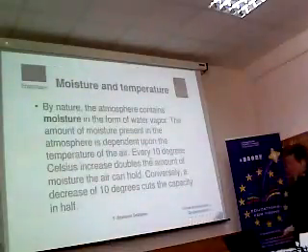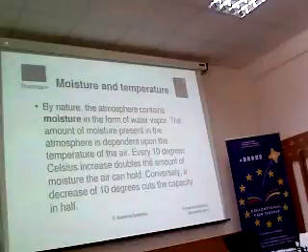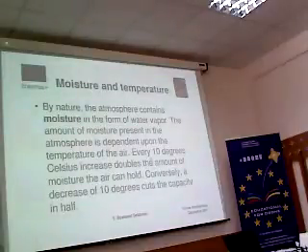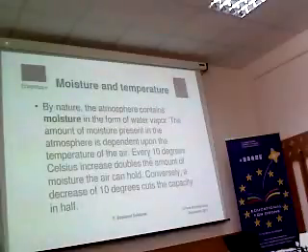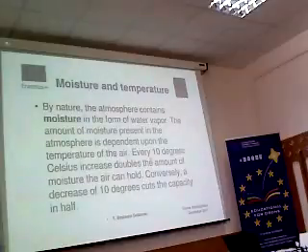Okay, so we have to take care about the moisture and the temperature. By nature, the atmosphere contains moisture in the form of water vapor. The amount of moisture present in the atmosphere depends upon the temperature of the air. So every 10 degrees Celsius increase doubles the amount of moisture the air can hold.